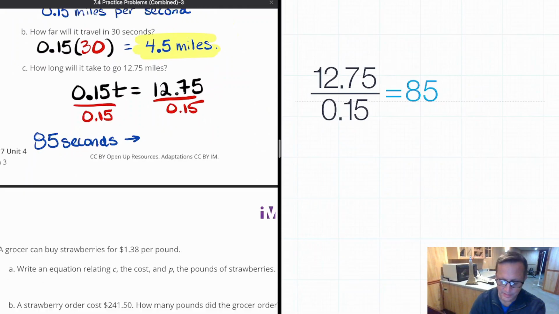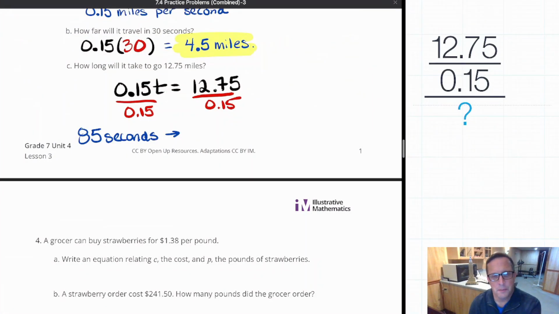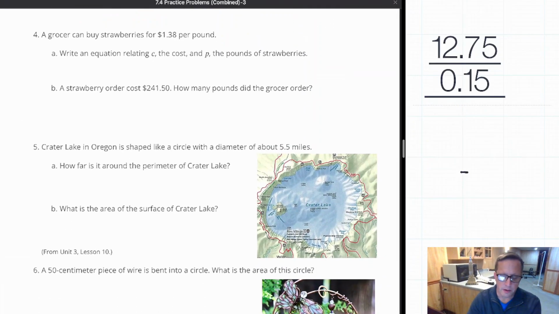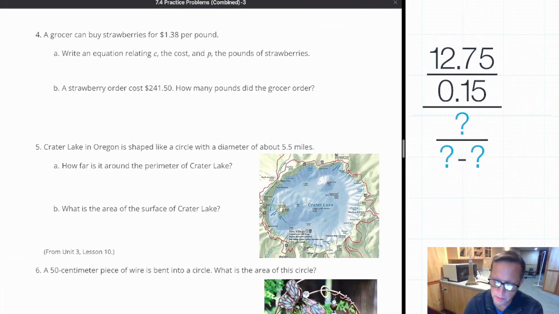I don't think it necessarily says that we have to do it this way, but I want to regroup that a little bit. That's over a minute, so we might as well regroup 60 seconds into 1 minute. And then we have 25 seconds on top of that. 60 plus 25 is 85. So 1 minute, 25 seconds. All right, so there's that. Done with that one.